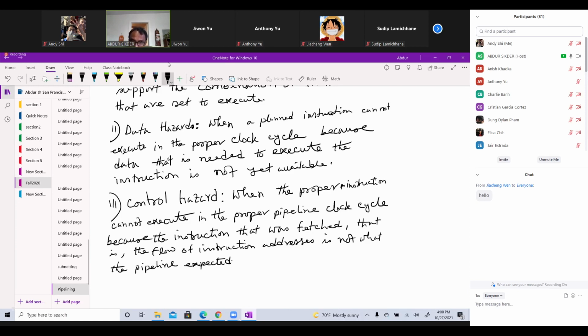When the proper instruction cannot execute in the proper pipeline clock cycle because the instruction that was fetched, that is, the flow of instruction addresses, is not what the pipeline expected. So you're fetching a wrong one, an incorrect one. So the control didn't work. It's supposed to come one after another, sequentially, but somehow it didn't happen sequentially in the proper clock cycle. So that's the control hazard, also called branch hazard. Remember that, branch hazard.